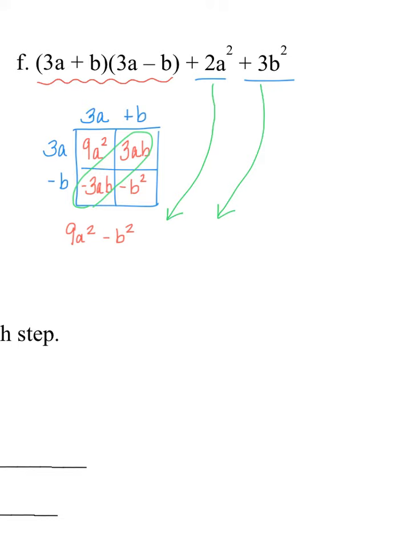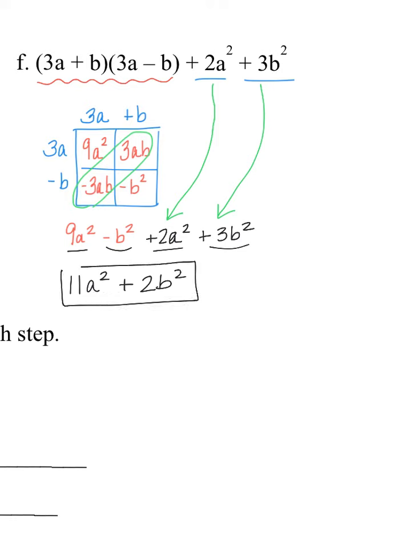So if we bring down those two terms that are in computer ink as plus 2a squared plus 3b squared, we do need to remember to bring them down to our final answer and to combine them with any existing like terms. So we do have a 9a squared and a 2a squared, and that's how I'm going to come up with 11a squared. And then I have a -b squared and a positive 3b squared, and that's how I'm going to have a final result of 2b squared. Final answer, 11a squared plus 2b squared.